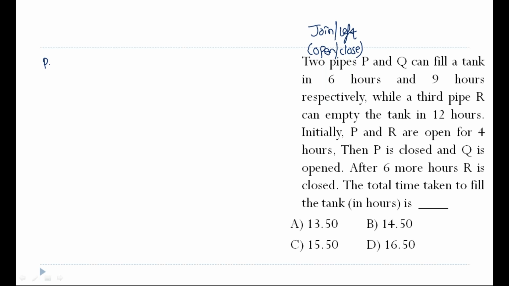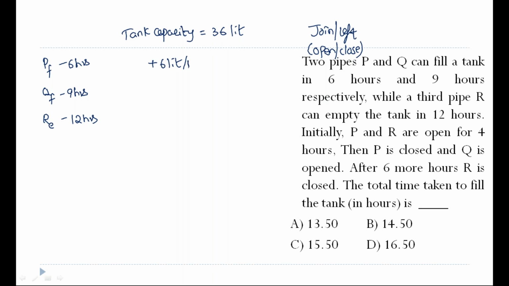Here, pipe P can fill the tank in 6 hours. Pipe Q can fill the tank in 9 hours, and pipe R can empty the tank in 12 hours, right? Now, what is the tank capacity? Tank capacity is the LCM, which is nothing but 36 liters, as usual. Now here, this is filling 6 liters per hour, this is filling 4 liters per hour, but this is emptying 3 liters per hour.